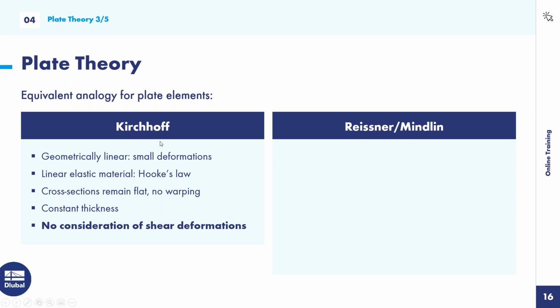So for the Kirchhoff theory, we have to assume that we're using a geometrically linear analysis and small deformations. Then for the material, we're using Hooke's law. It's a linear elastic material. Cross sections, we're assuming, remain flat and there's no warping. We're assuming it's a constant thickness. And then most important, we're assuming that there is no consideration of shear deformations.